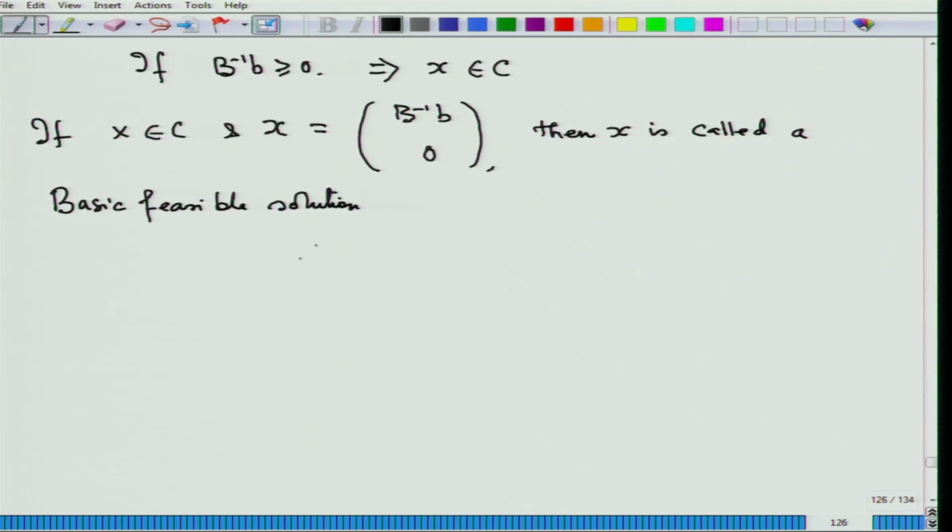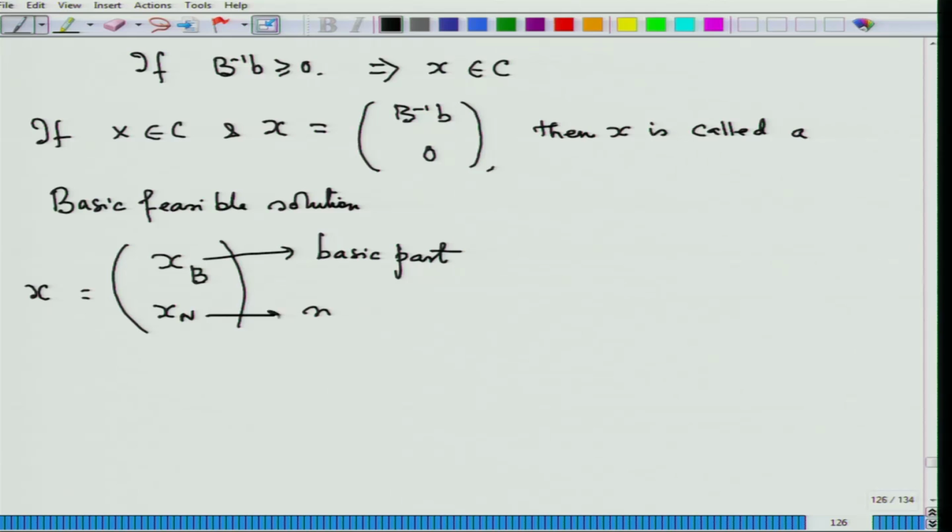And that is why this x_B, x_N equal to x, this is called the basic part and this is called the non-basic part. So, when non-basic components are all 0, the feasible solution that we get is called a basic feasible solution. So, this is a basic feasible solution.